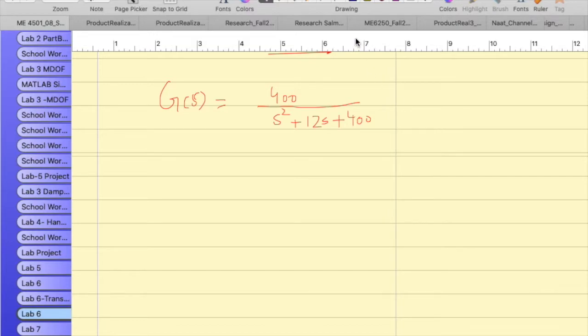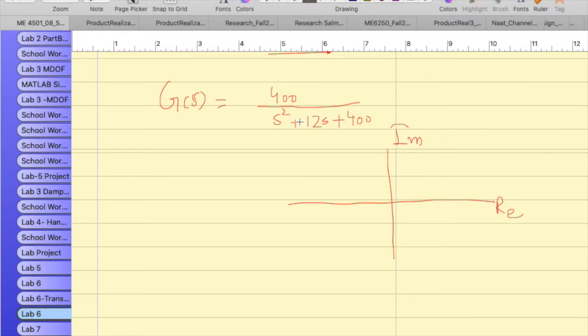So this is the Laplace plane, real and imaginary. Then you find the roots of this. These are the complex roots, and then you find the asymptotes, and this will go along this way, this will go along this. So this is a root locus.